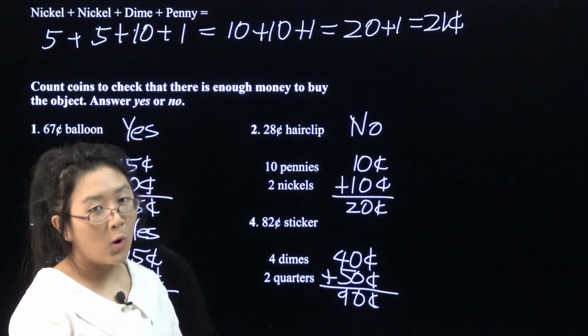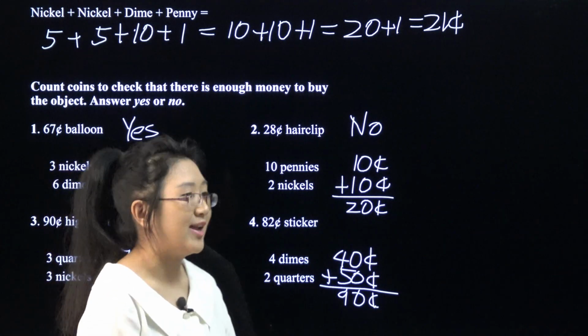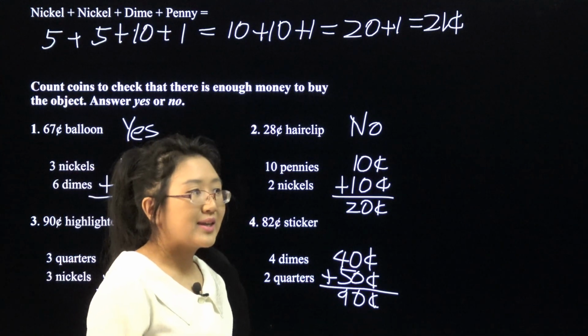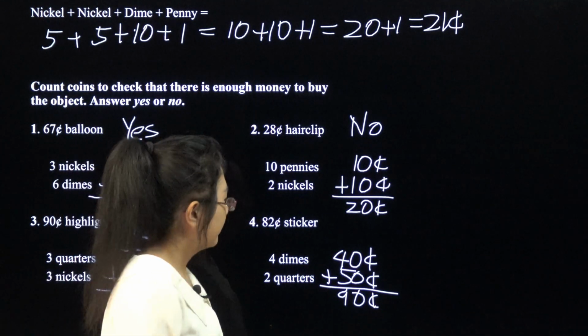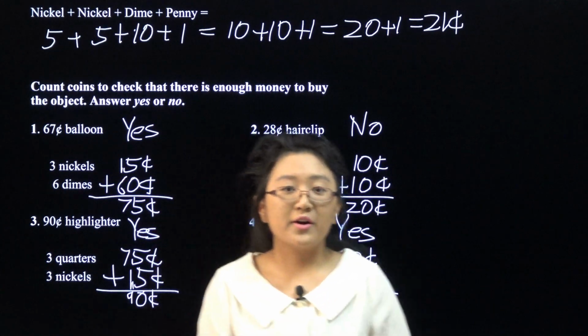90 cents is more than 82 cents. Since we need 82 cents to buy the sticker and we have more than 82 cents, that means that we can buy the sticker. So yes. And there goes that section.